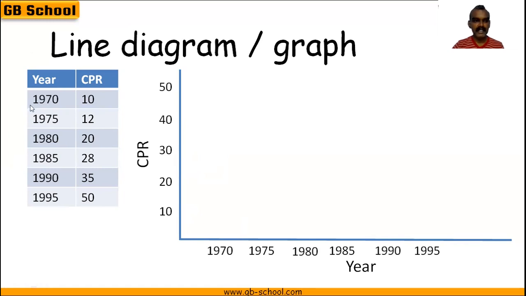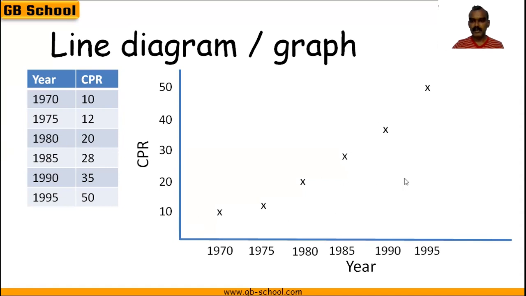For example, here for 1970 it is 10. So for 1970, the corresponding value 10 we have to plot here. It will be like this. Then for 1975 it is 12, somewhere here. In 1980 it is 20, somewhere here. In 1985 it is 28, somewhere here. In 1990 it was around 35. In 1995 it was 50.